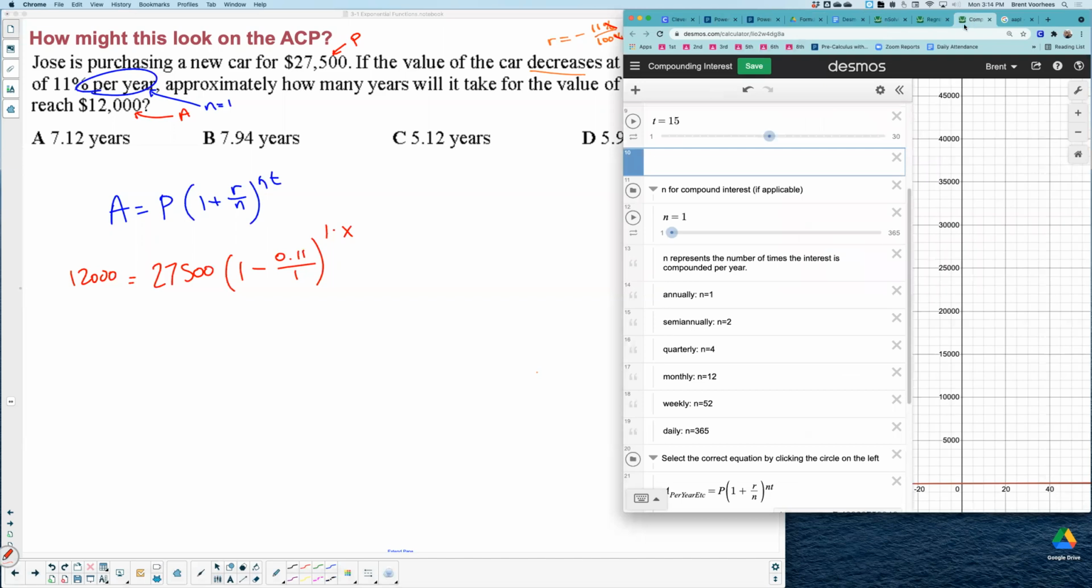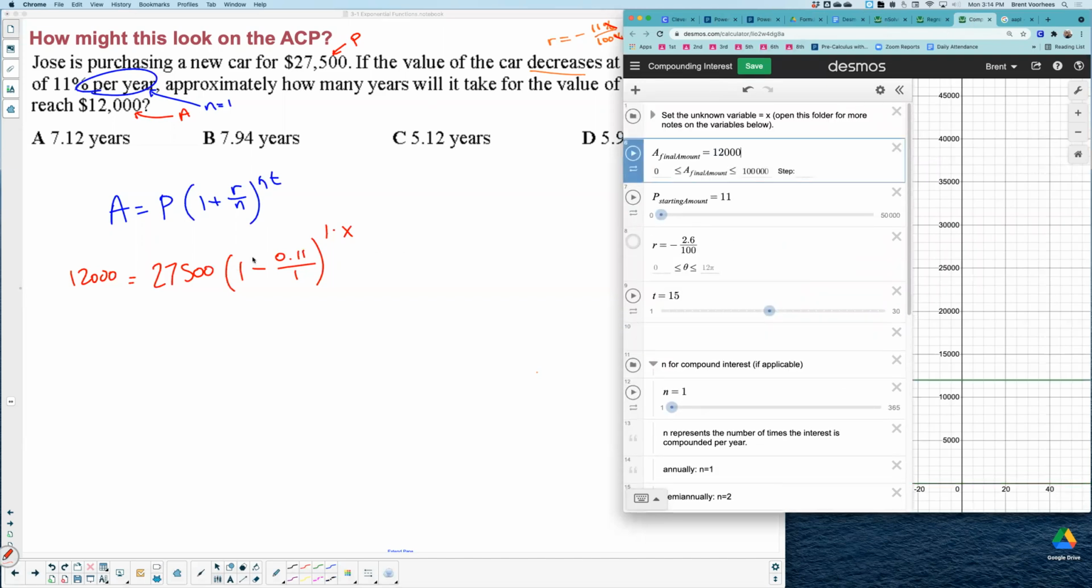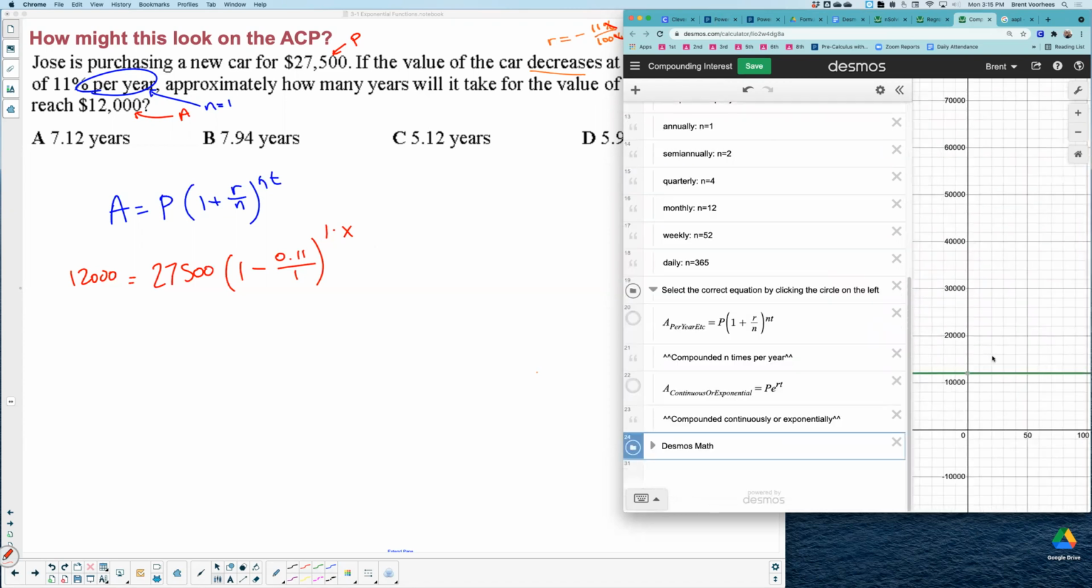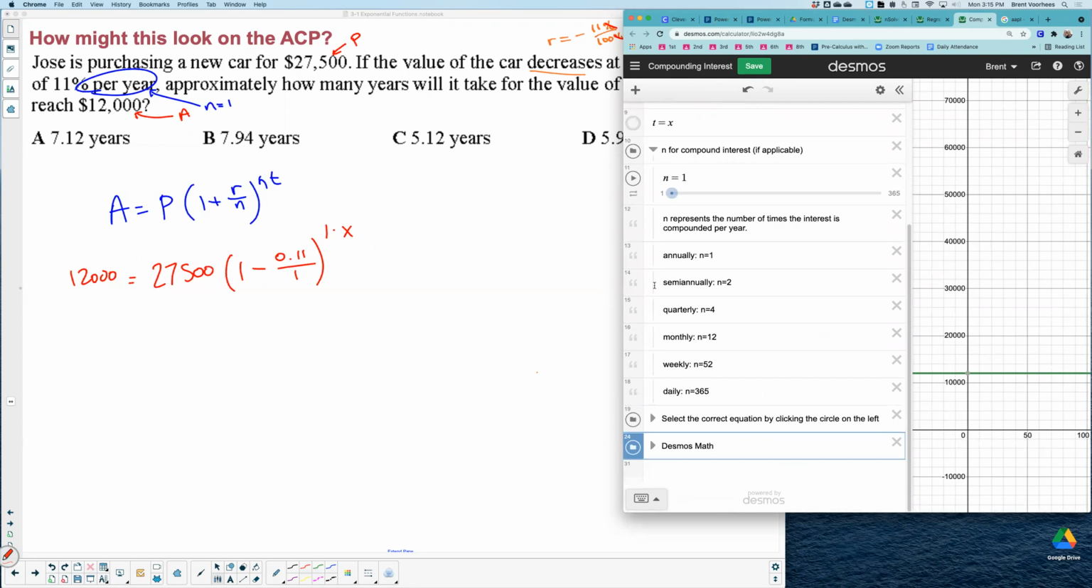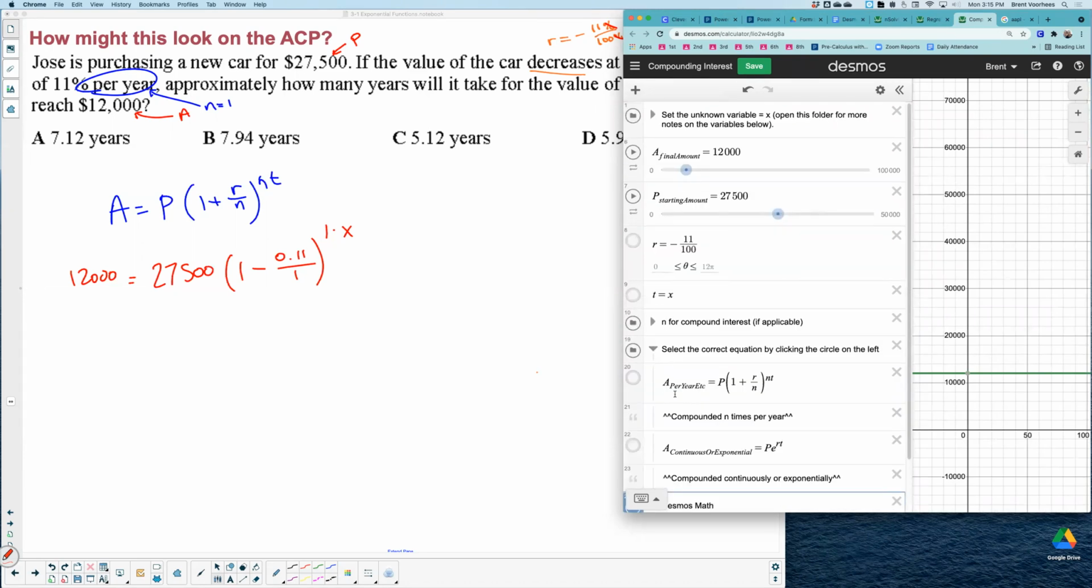So I'll go to my calculator. The final amount is 12,000. The initial amount is 27,500. The rate was negative 11%. And the time we don't know. So if I look at this graph, I need to select here. Let me go select the correct equation. I want to look at a PERT. And so it should take 7.53 years.